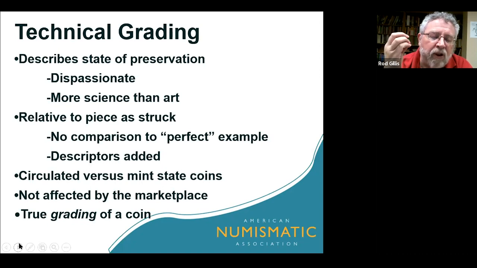And when we're using technical grading, it's really circulated versus mint state coins. Most people will employ technical grading standards, which is basically a measurement of wear, with coins that are extra fine all the way down. AU is kind of a gray area, okay? With AU, you can use technical grading if it's a lower end AU, and or market grading. Most examples of 58s within the AU spectrum are market graded. And certainly mint state coins generally are market graded, okay? Technical grading is often considered by purists as true grading of a coin.